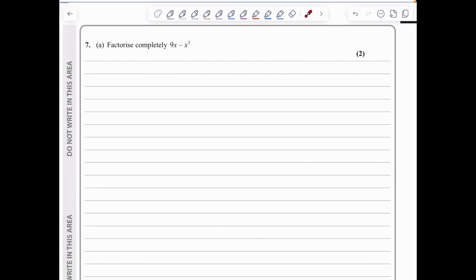In 7a, we are asked to factorize 9x minus x cubed, and we start by noticing that x is a common factor, so taking us to x brackets 9 minus x squared. Now the 9 minus x squared is the difference of two squares, so this leads to x times (3 minus x) times (3 plus x).